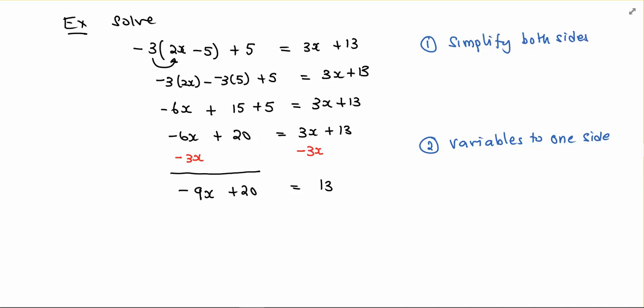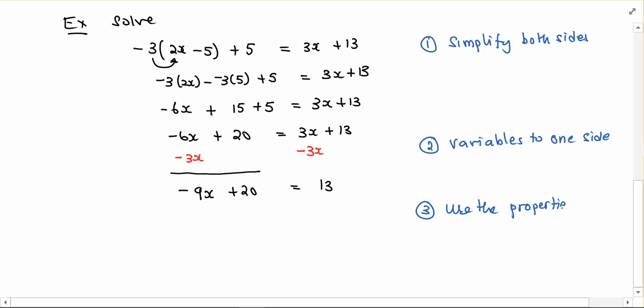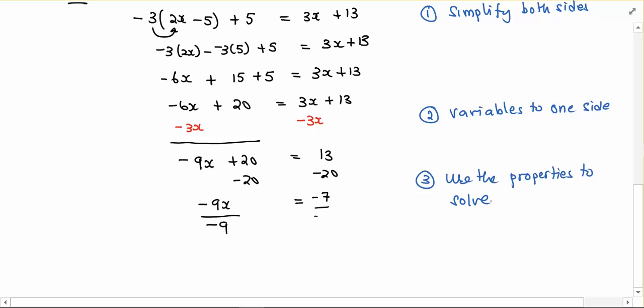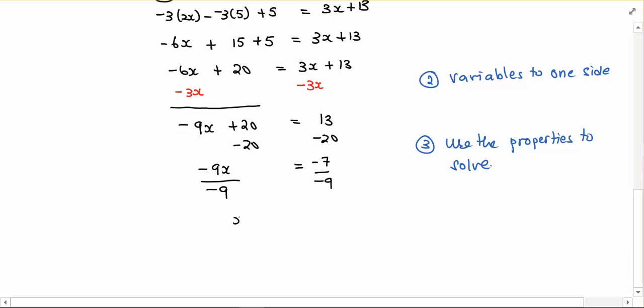And once you've gotten there, you can see that what you have to do is use the properties to solve. So that's now what I'm going to do. I'm going to first subtract a 20, and I get negative 9x equals negative 7, and then I'm going to divide by negative 9 and get my answer. x equals, now simplify this, don't leave it like this, negative over negative is positive 7/9. That's it.